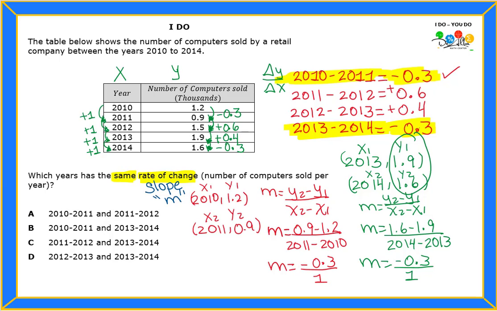What do you notice about these answers? They're exactly the same, right? So now I can see that that's supposed to be my answer. I'm looking for 2010 and 2011 and 2013 and 2014. So let's see if we can find the answer for that. The one that matches that is letter B.